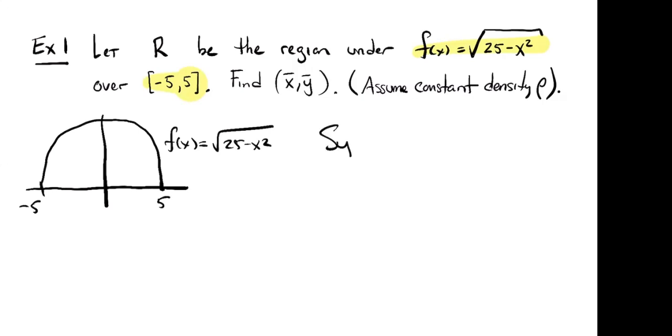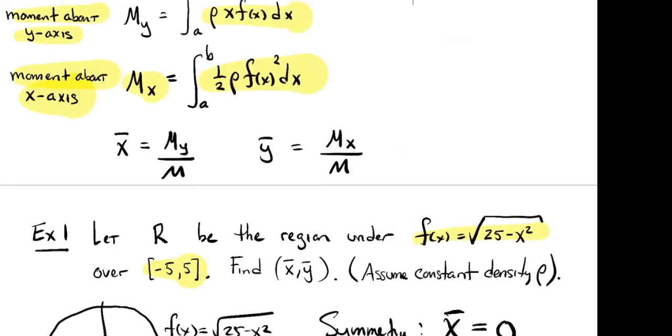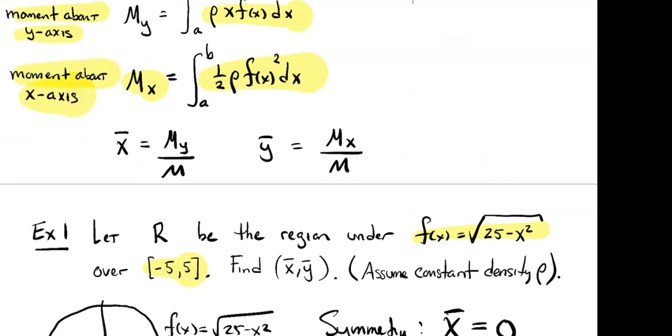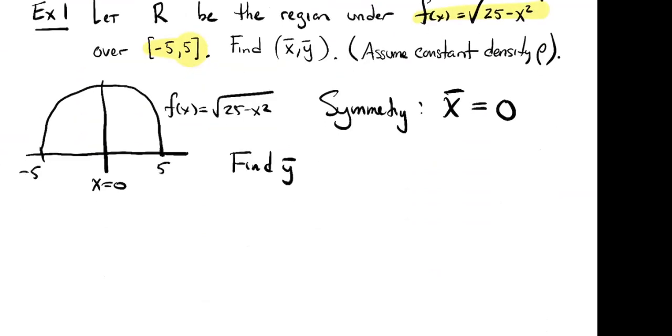And I can see from symmetry that the x-coordinate of the centroid is equal to 0 because this shape is symmetric about the y-axis. What it looks like over here and over here is exactly the same. So I know it's going to balance along the line x equals 0. So what we need to do is find y bar. I'm being a little strategic here. What do we need to know to find y bar? I need to know Mx and m. So those are the two integrals that we have to compute to complete this particular example.